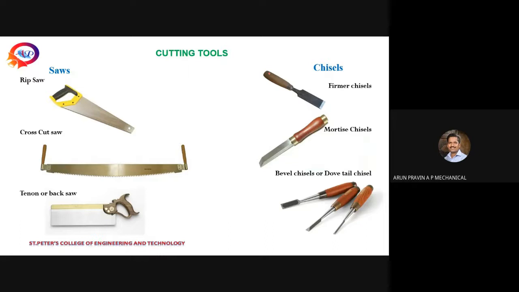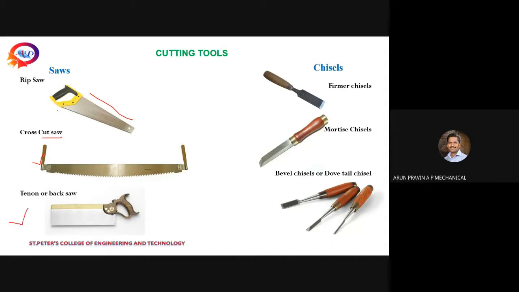Okay, the next one is your cutting tools. Mainly we have two types of cutting tools. The first one is saws, the second one is chisels. Chisels and saws. Everybody knows what these things are. This type of saw is called a rip saw. This is a cross cut saw. Big trees and everything will be cut with this cross cut saw, then the tenon saw and the back saw.